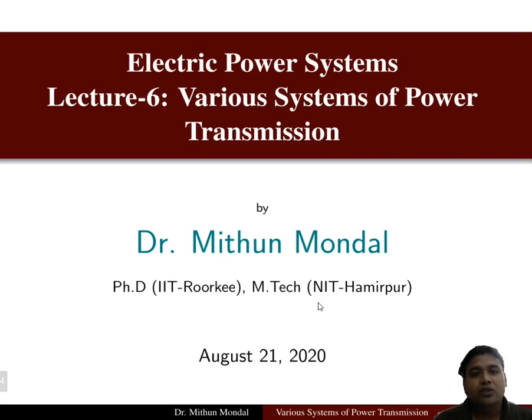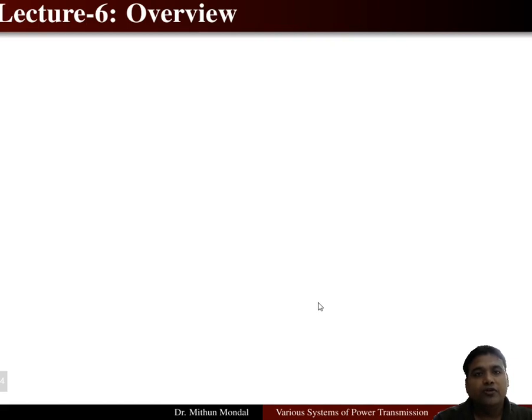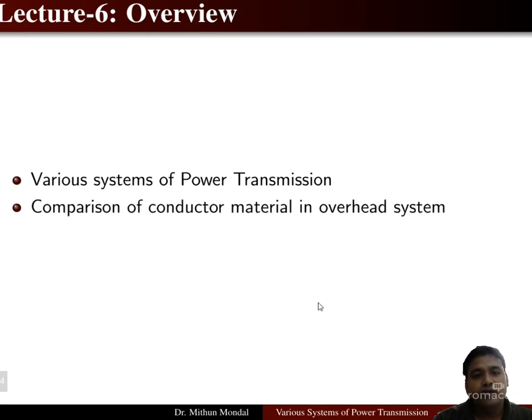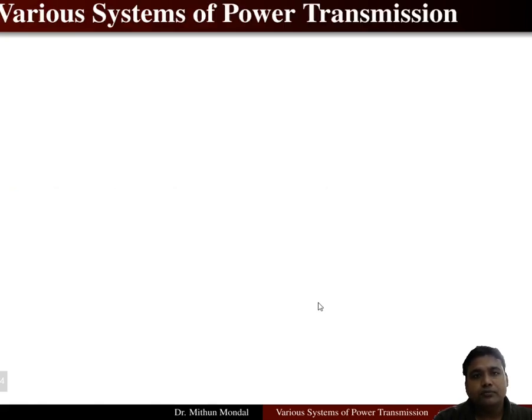Welcome to the sixth lecture of electric power system. Here we are going to talk about the various systems of power transmission. So the lecture overview goes like this. First we will talk about what the various systems of power transmission are, and then we will be comparing the conductor material that is used in the overhead system. So, the various systems of power transmission.